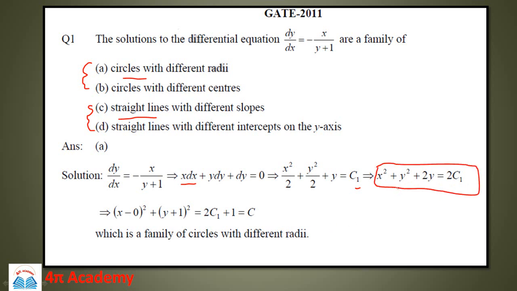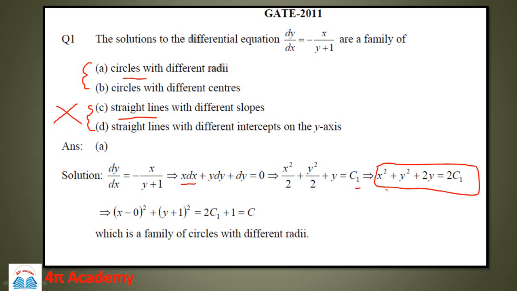Now if you look at this solution, then it is definitely not in the form of a straight line, that is y is equal to mx plus c, but it can be reduced to the form of equation of a circle. It means that these two options, that is C and D, are not correct solutions, so we have to look for these two options.